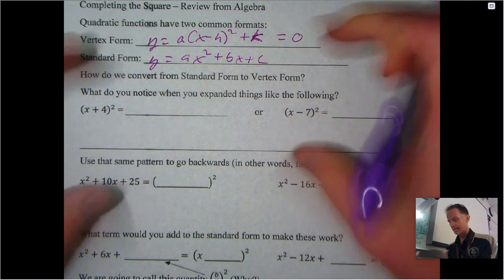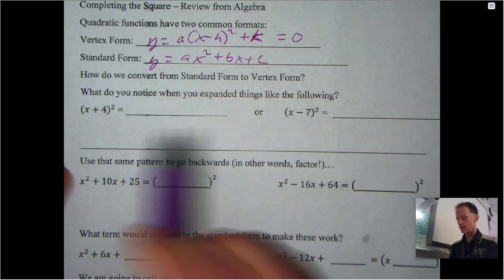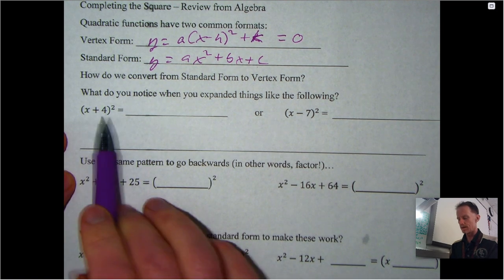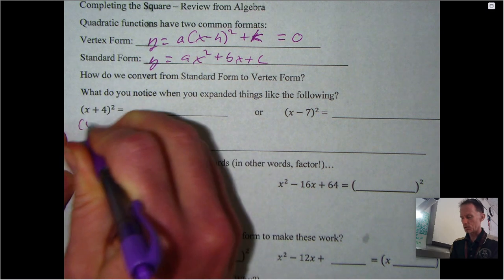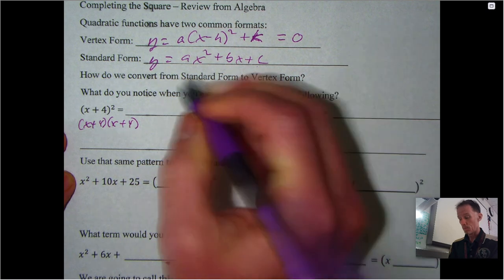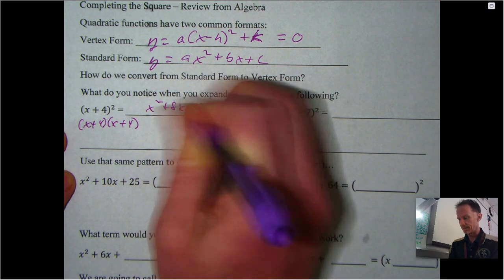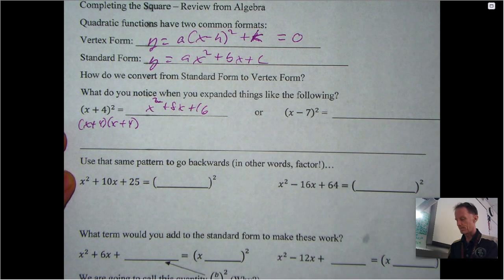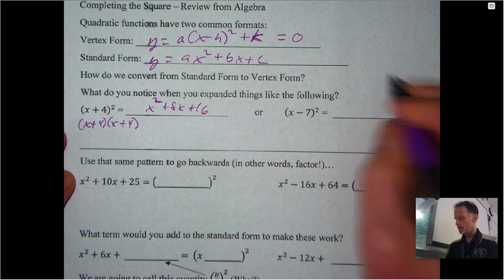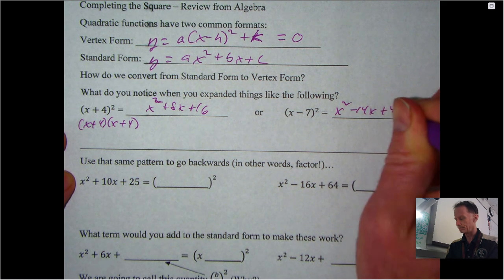Before I get into exactly how this process works, let's do some review of this algebra. If you remember from your algebra days, (x plus 4) squared means (x plus 4) times (x plus 4), which would just be x squared plus 8x plus 16, right? And the same thing, (x minus 7) squared would be x squared minus 14x plus 49.